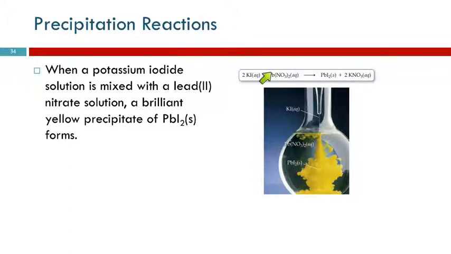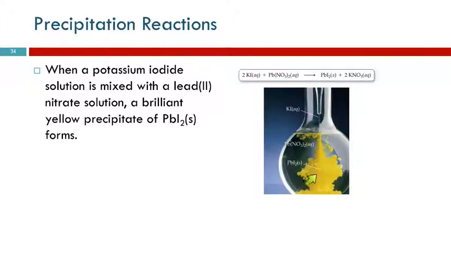Potassium iodide is soluble. You can look at the rules and figure that out. Lead(II) nitrate is soluble. When we mix these together, they're both colorless, clear liquids, we get this bright yellow substance being formed. It's a precipitate. So it kind of looks like a cloud or something, right? It doesn't necessarily look solid because it's floating and swirling around.